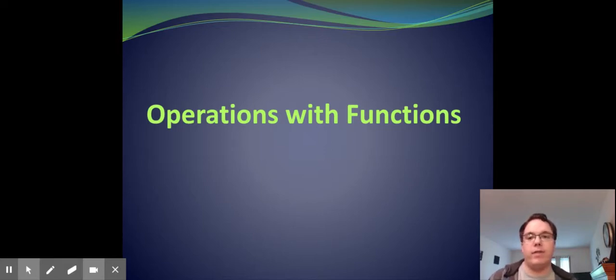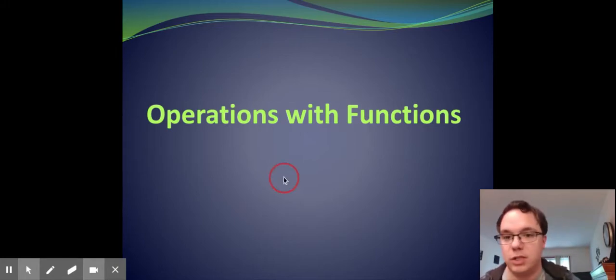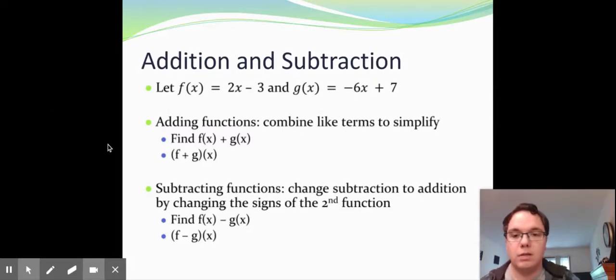We have evaluated functions with numbers. We've evaluated functions with expressions. We've done composition of functions by putting a function within a function. And today we are going to add, subtract, multiply, and divide functions. So we're going to do operations with functions.